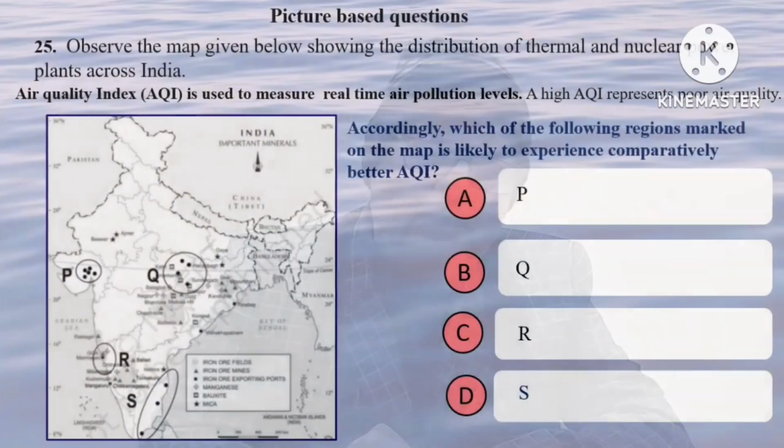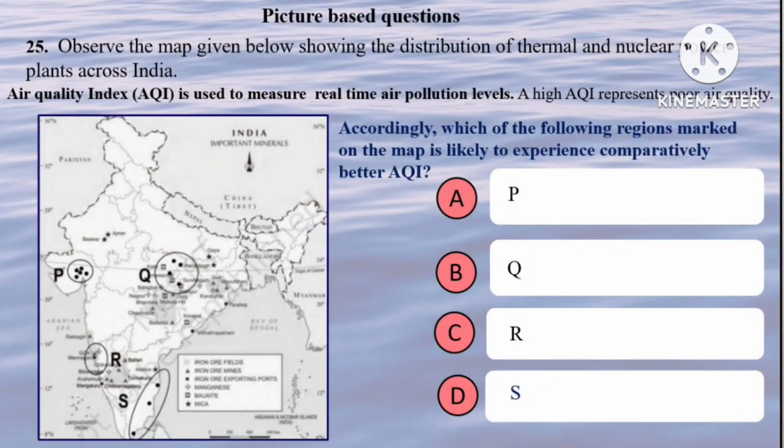Next, here it is clear that in case of R, we don't see concentration of power plants, thermal or whatever, as compared to other areas. So naturally R will have better air quality index. So the correct option is C.